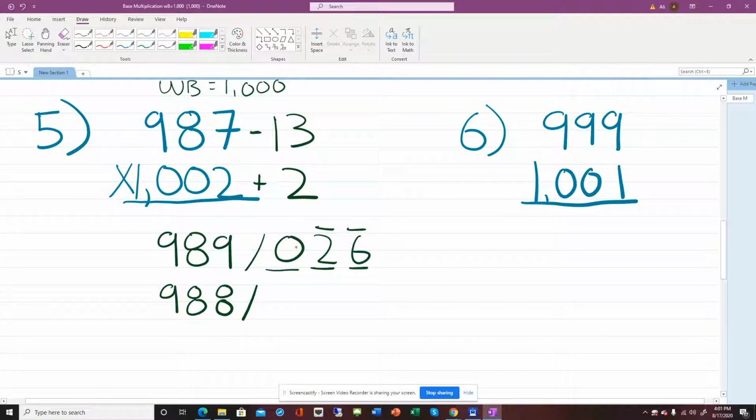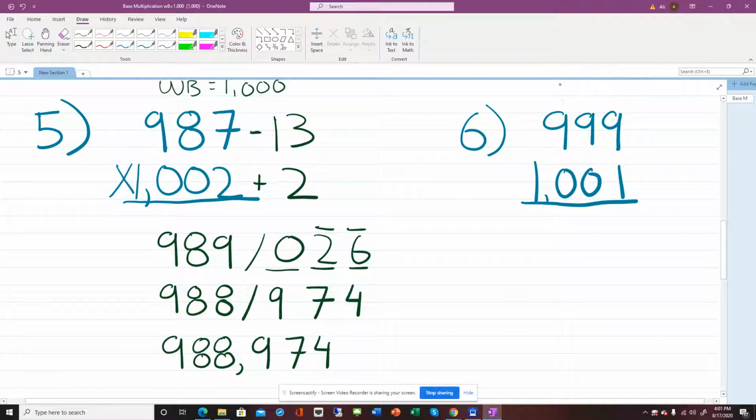So 9 minus 0 is 9. 9 minus 2 is 7. 10 minus 6 is 4. So nothing to carry. Final answer, 988,974.